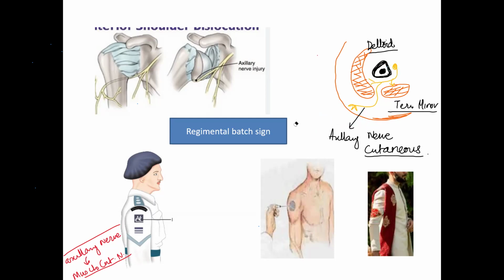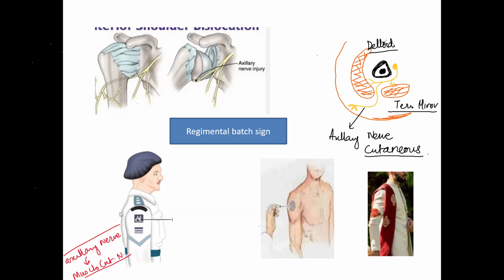So it goes by the regimental badge sign. This is what army people wear, a regimental badge here. That area will get anesthetized, or there will be hyperesthesia along that area. This can be elicited by a needle prick or needle sensation. So this is the regimental badge sign.